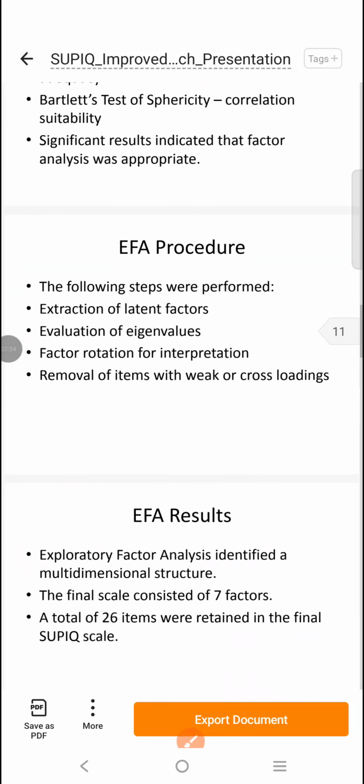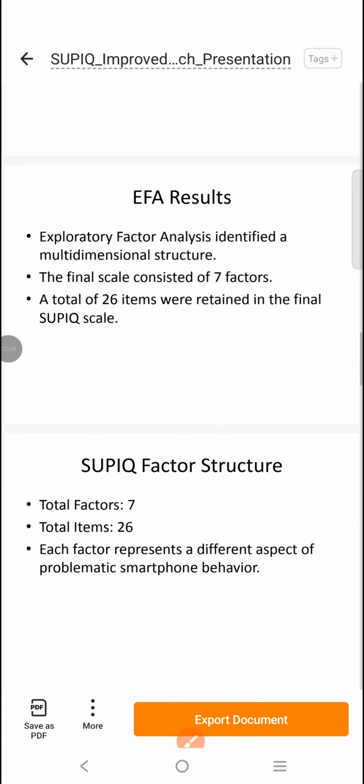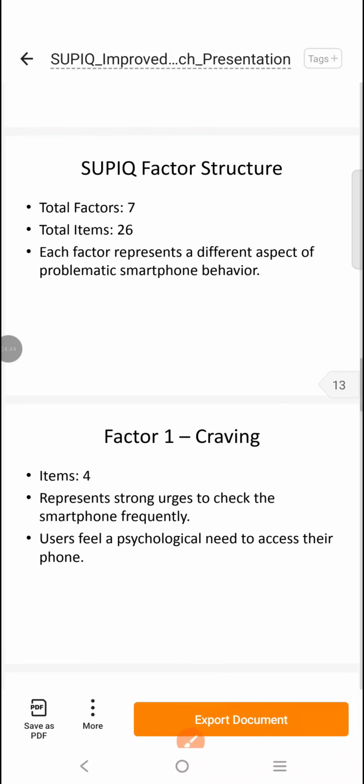This is the EFA procedure. So the EFA results were: exploratory factor analysis identified a multi-dimensional structure. When the items of this questionnaire were passed through EFA, it gave multiple dimensions, multiple factors. That's why this scale has 7 dimensions, or 7 factors, or 7 constructs. The final scale consisted of 7 factors. A total of 26 items were retained in the final SUPIQ scale. So these 26 items were loaded on 7 factors or 7 dimensions. Each factor represents a different aspect of problematic smartphone behavior.